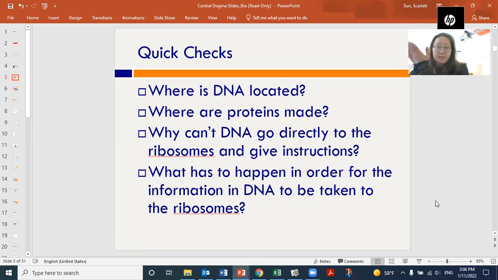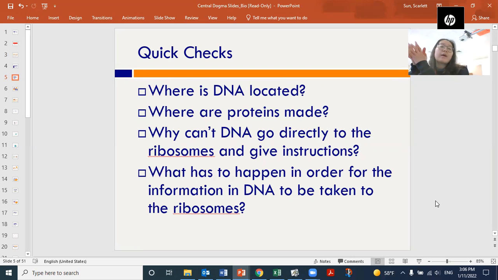All right, if you tried to answer all the questions, or at least tried some of them, let's go over the answers really quickly. So where is DNA located? That one's easy. It's in the nucleus, in the center of the cell. And then the second question asks, where are proteins made? Proteins are only made in the cytoplasm on the ribosomes. They can't be made elsewhere. The ribosomes are little protein factories.